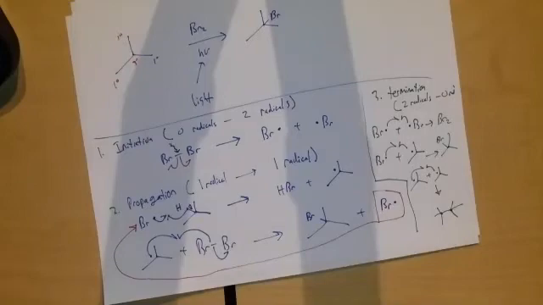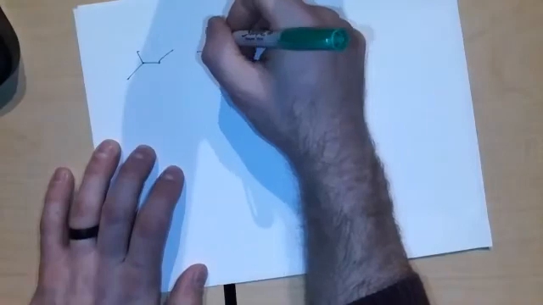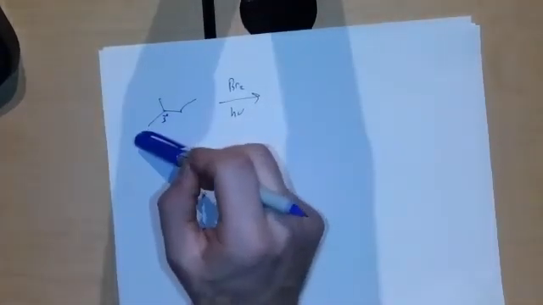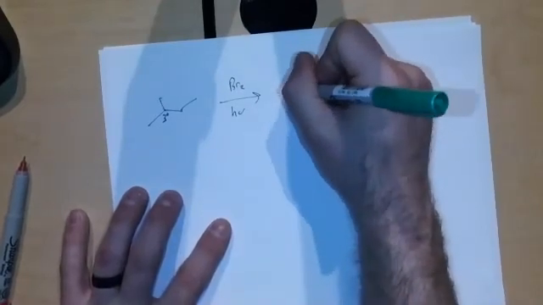Okay, so brominations are pretty straightforward. If I have something like BR2 in light here, it is realistically going to just add to this tertiary center. It's the most stable center. We have a secondary, we have 3 primaries. This is probably going to be our major product.